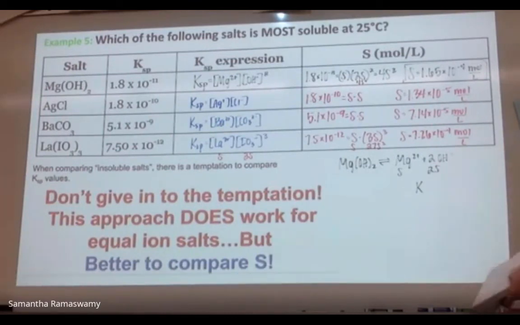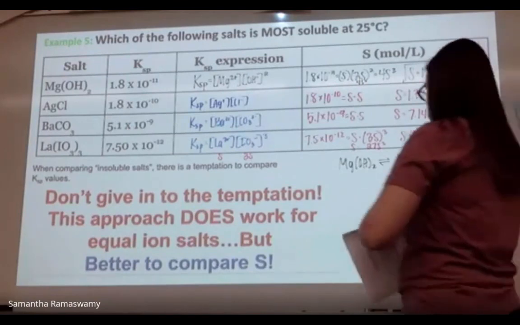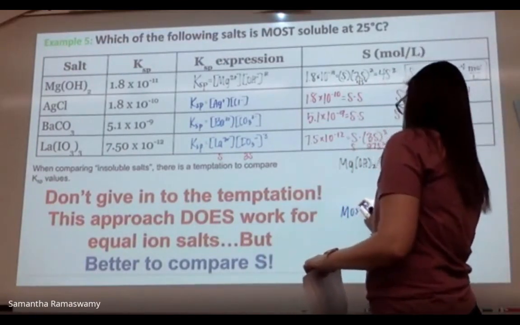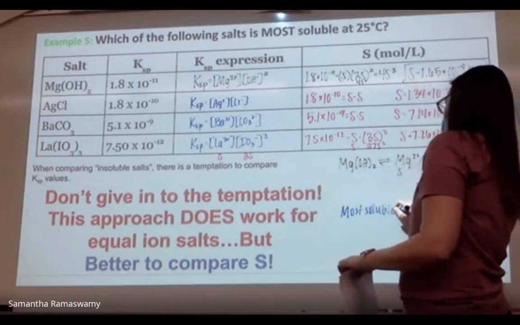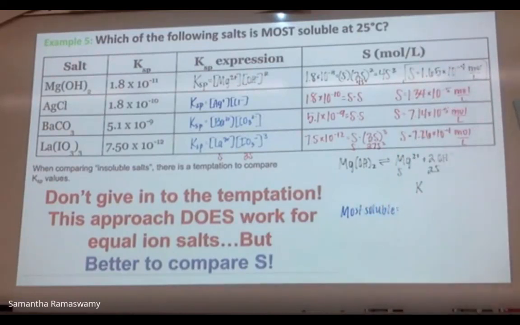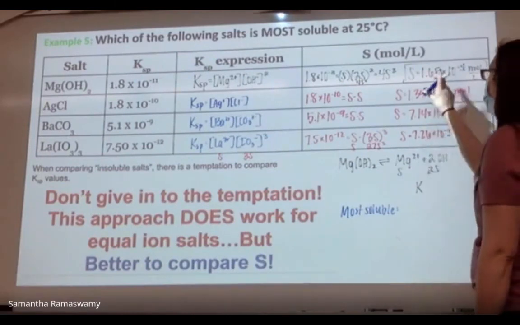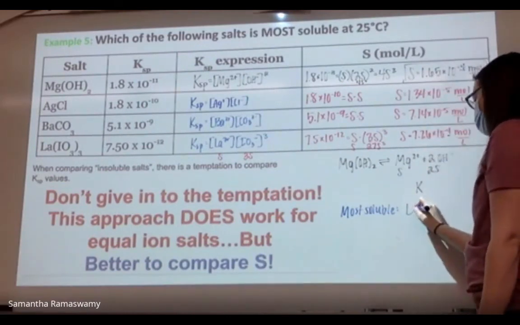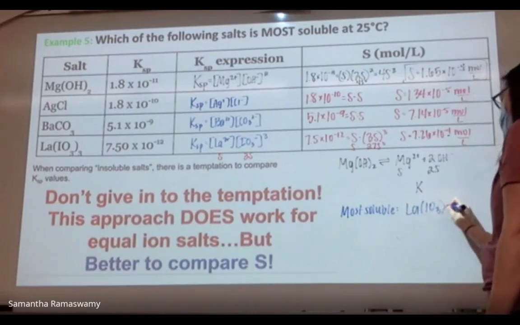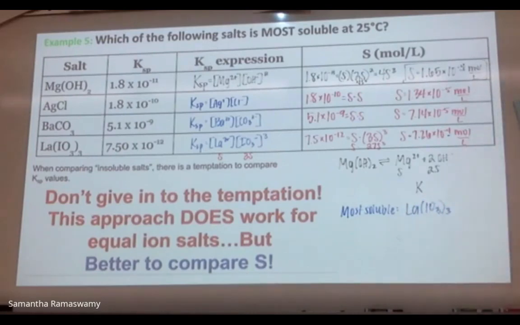So in terms of solubility, the most soluble is the one with the highest value of S. So I noticed that magnesium hydroxide is times 10 to the negative 4th, but so is lanthanum iodate. So then look at the number in front of the multiplication. 7.26 is greater than 1.65. So the most soluble is lanthanum iodate. And we could put them in order, right? Next would be magnesium hydroxide, then barium carbonate, then silver chloride.